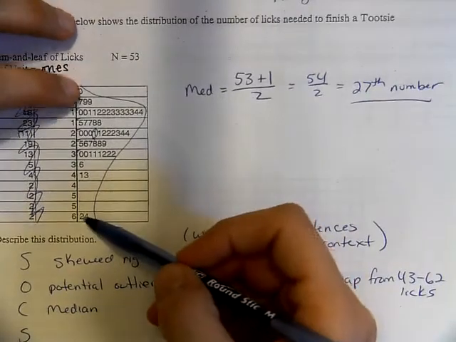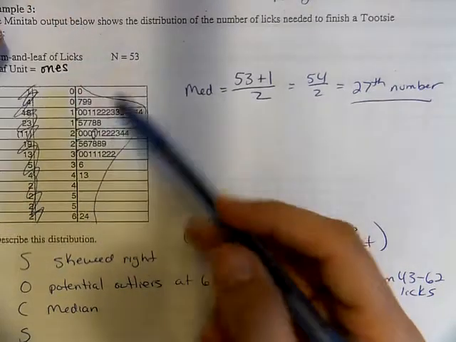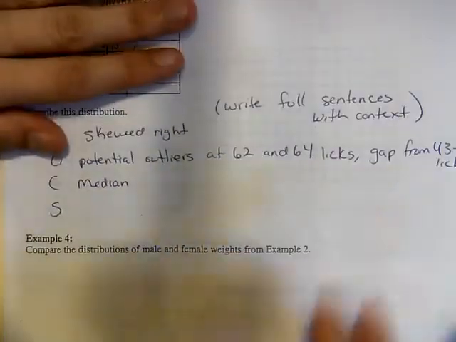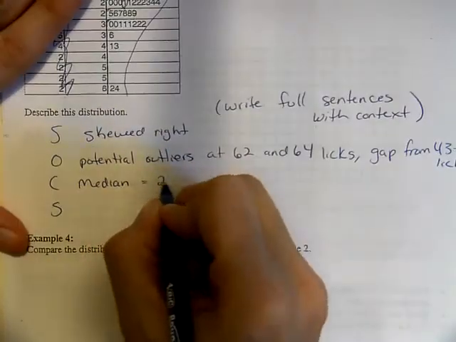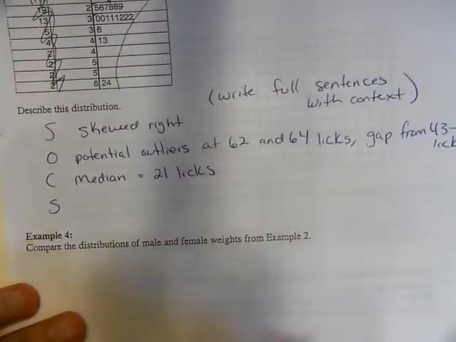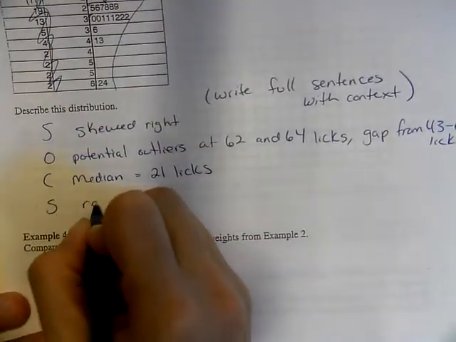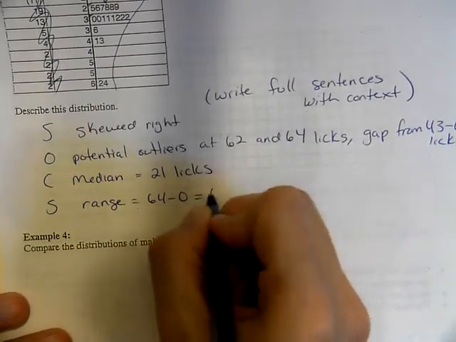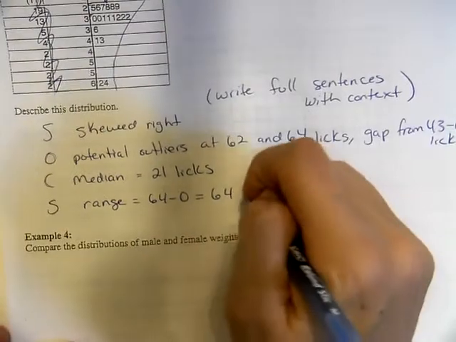Some people go through and cross out as they go, which with 53 numbers is kind of hard to do. So the median here is 21 licks. And then for spread, we're going to do the range. It's 64 minus 0, so we'll say 64 licks.